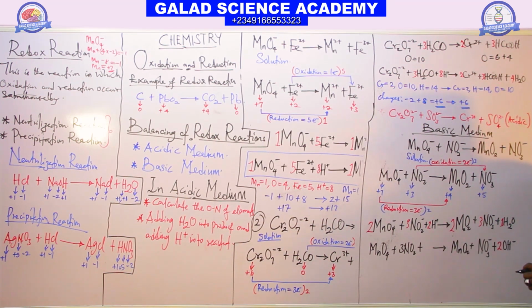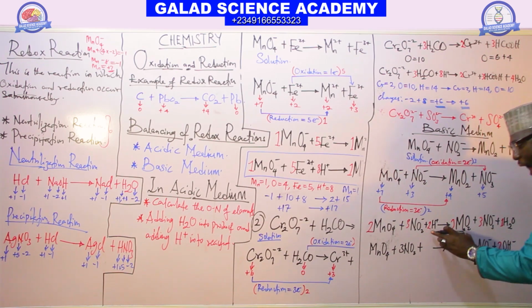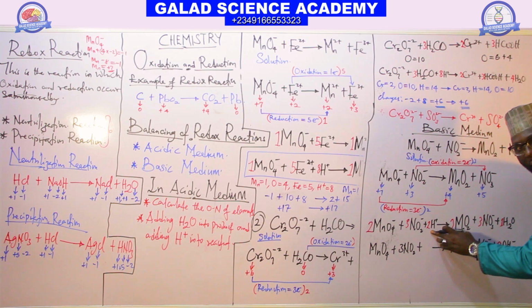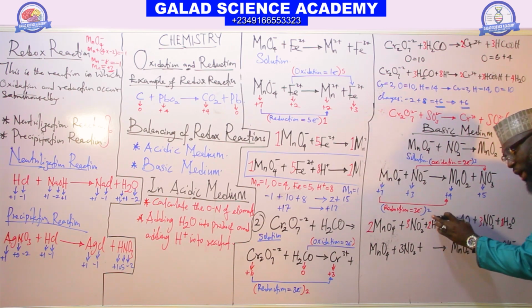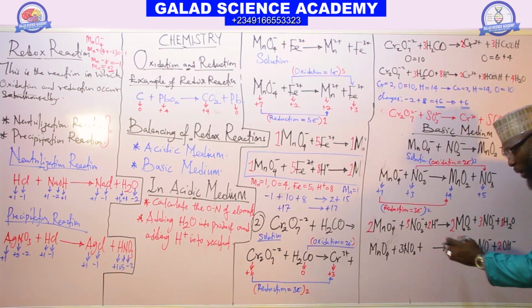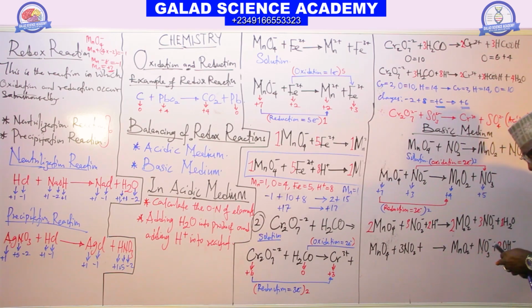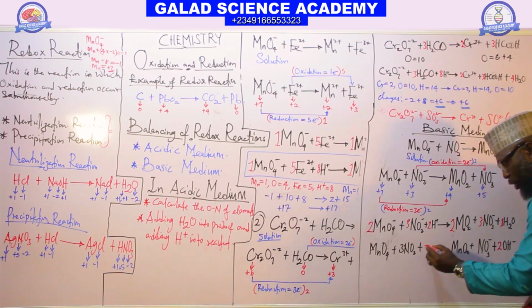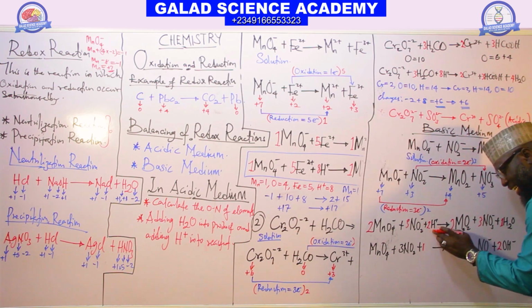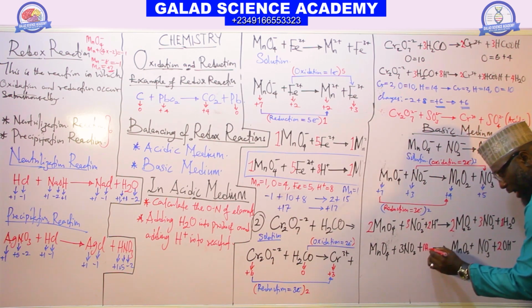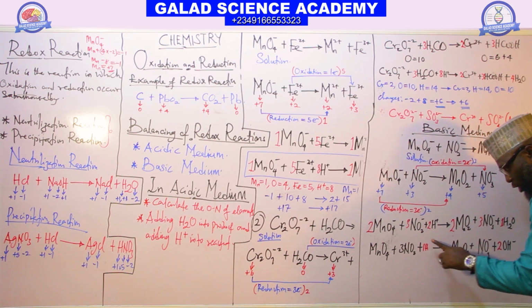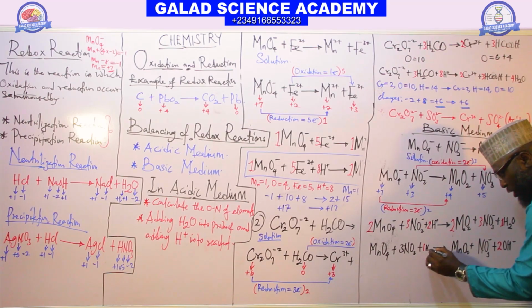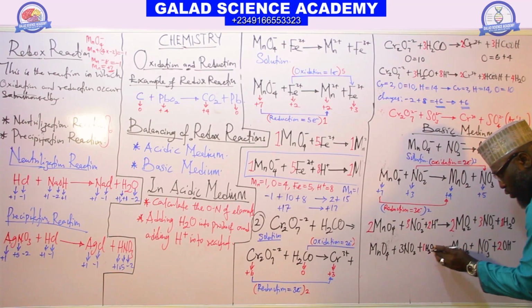And at this side, where we have hydrogen ion, how many hydrogen ions do we have here? We have 2. Divide it by 1. You write 1. And change this hydrogen ion to water. You now have H2O.